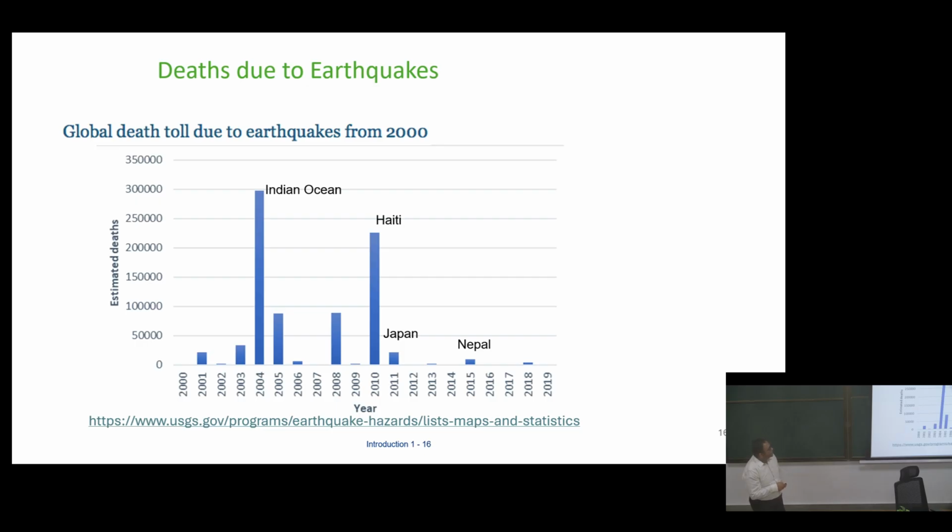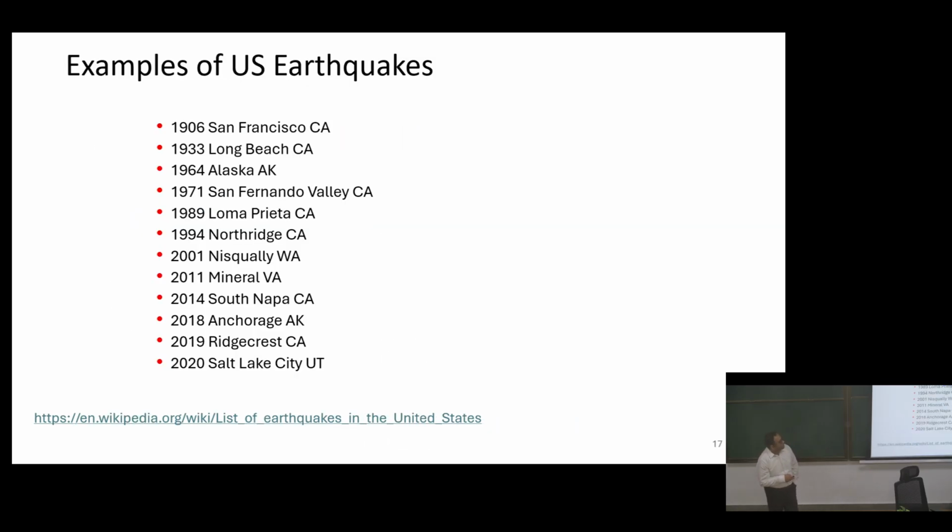Anybody remember this event here? The 2004 earthquake and tsunami combined was a massive, massive loss globally. The earthquake in Haiti in 2010, Japan, Nepal in 2015, and the recent one also. So again, there's a lot of damage and deaths associated with earthquakes over the years. Example of some big earthquakes over the years, especially in the US, and the list is growing as we speak.